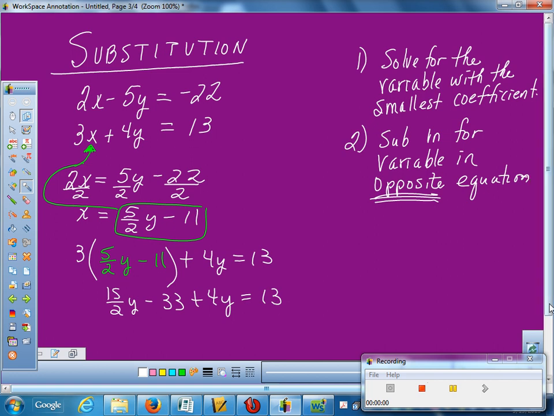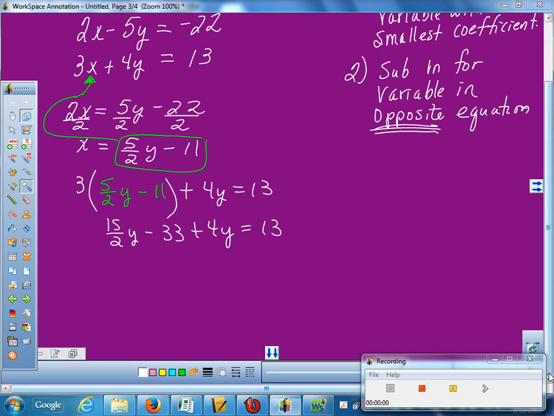Okay, in this case, since they're all whole numbers, that's okay. A lot of times you will have multiple fractions at this stage. If you have several fractions in there, get rid of your fractions right away. In this case, 33 and 13 are easy to combine, but if those were numbers with fractions, you would want to get rid of all your fractions right away. But we can in this case. So that's going to leave me 15 halves y plus 4y equals 46.